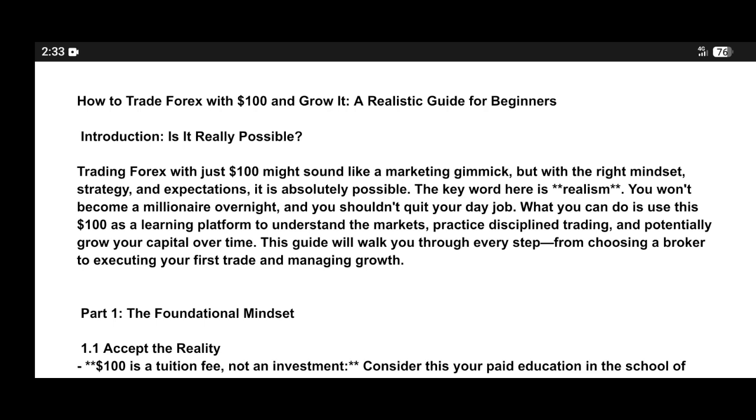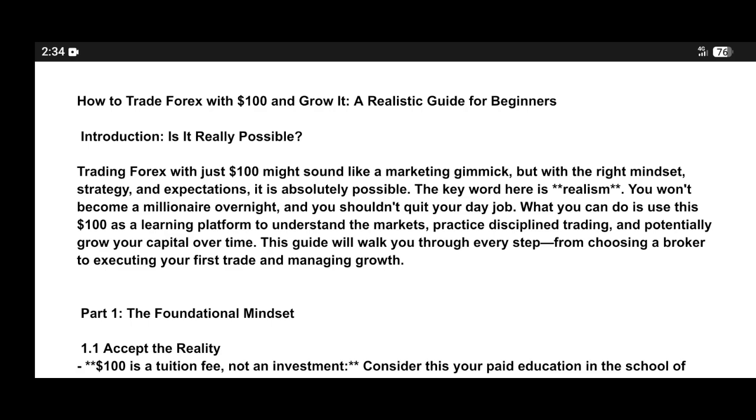Trading forex with just $100 might sound like a marketing gimmick, but with the right mindset, strategy, and expectation, it is absolutely possible. The key word here is realism. You won't become a millionaire overnight, and you shouldn't quit your day job. What you can do is use this $100 as a learning platform to understand the market, practice disciplined trading, and potentially grow your capital over time. This guide will walk you through every step, from choosing a broker to executing your first trade and managing growth.